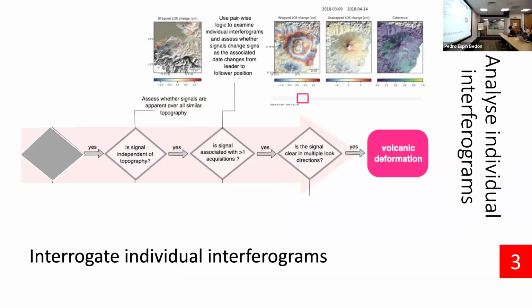So you can start off by asking questions like, is the signal independent of topography? If it is independent of topography, it's more likely to be deformation. If it isn't, you can see whether it's always topographic signals in this area or whether it varies. And then you can use pairwise logic. You can see if it's a signal that's associated with more than one acquisition, and is it clear in multiple heading directions, or do you only see it in ascending and descending? And none of those by themselves mean it definitely is or definitely isn't a volcanic signal, but it's a good place to start in terms of understanding what it is. And answering those sorts of questions is one of the things you can do with the tools on the portal.